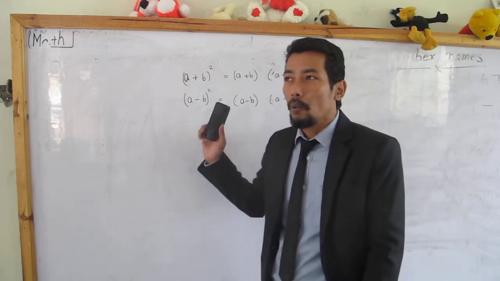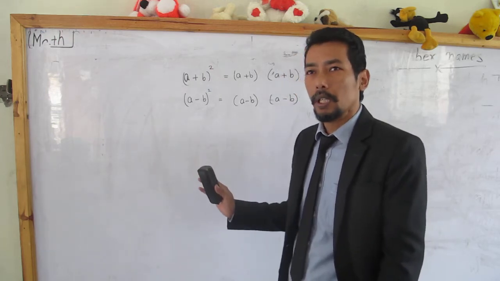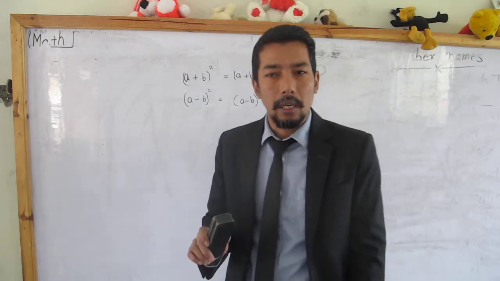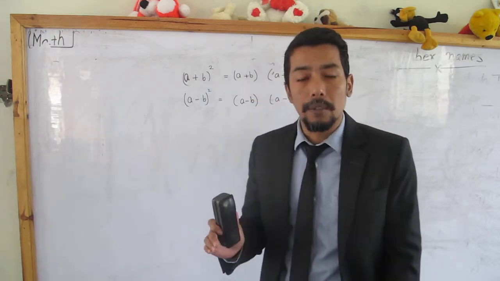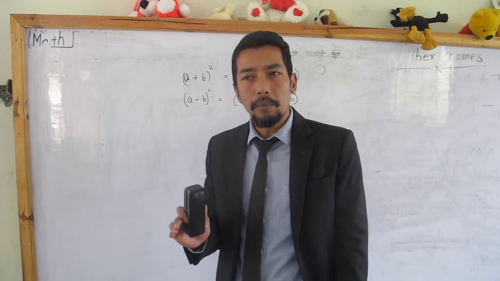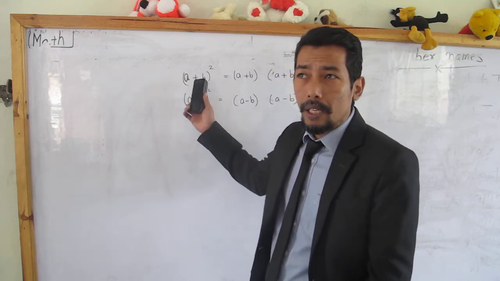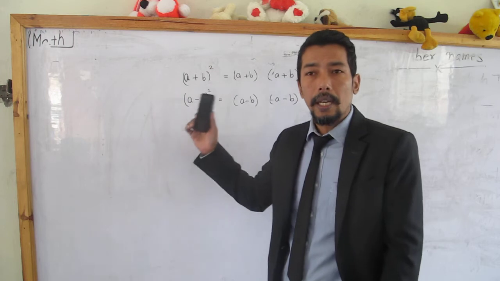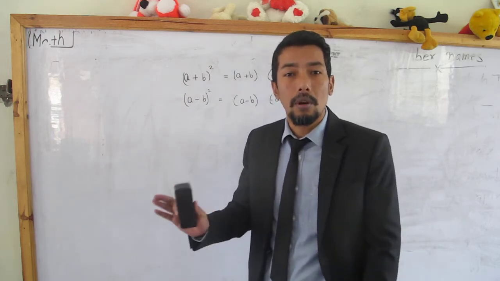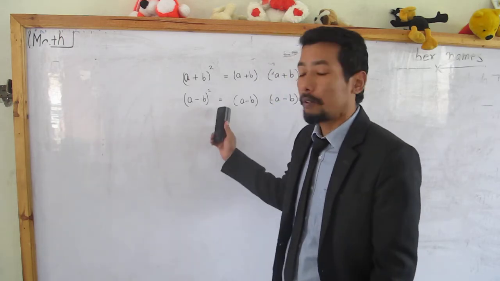This is why I started with this. Most of the students know how to solve. But the problem they face is here. What they do is, in place of a plus b whole square, they write a square plus 2ab plus b square. That is not wrong, but that is the expanded form, not the factorized form. This is the factorized form.